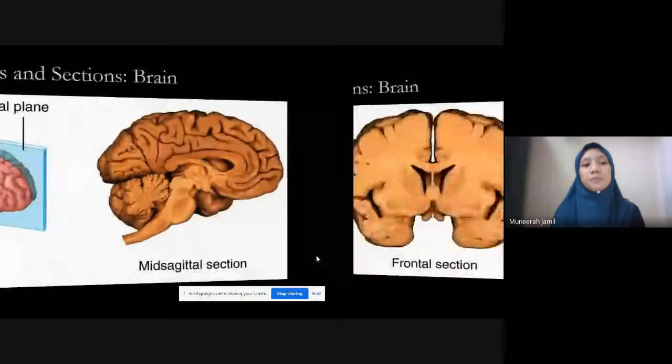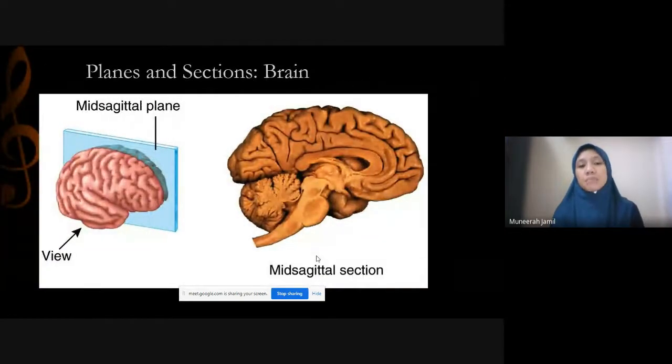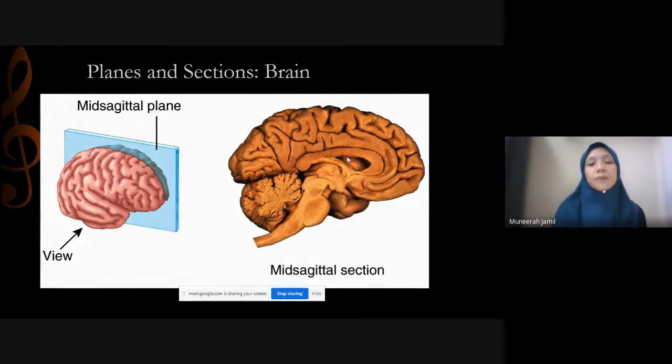Okay. If you're using the mid-sagittal plane, of course, you will actually cut the brain into right and left. Then you can see the hypothalamus. You can see the tempat penghasilan central spinal fluid, cerebrospinal fluid, CSF dan sebagainya. Okay.